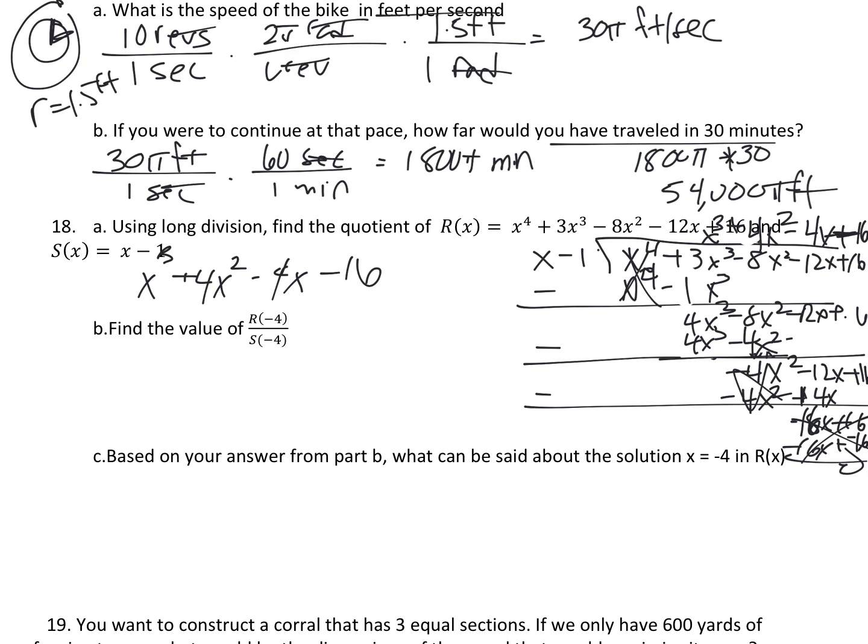So I hope that was kind of helpful. But just remember that the process is pretty much the same once you get started. You can always check with synthetic if you wanted to. The next question is find the value of R over S of -4.